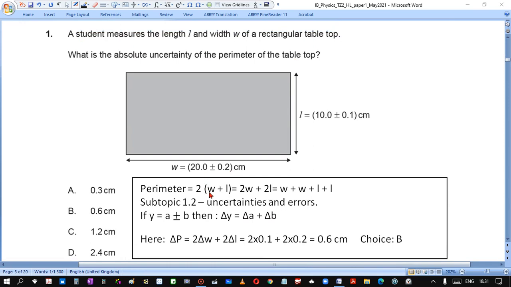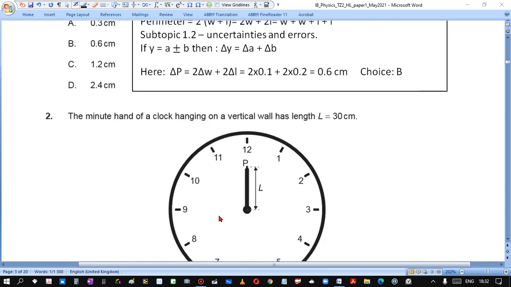Perimeter is 2 times width plus length, or 2 widths plus 2 lengths. From the booklet we have subtopic 1.2, uncertainties and errors, the following formula for absolute uncertainty. So we use this formula twice for W and twice for L, and we get choice B.